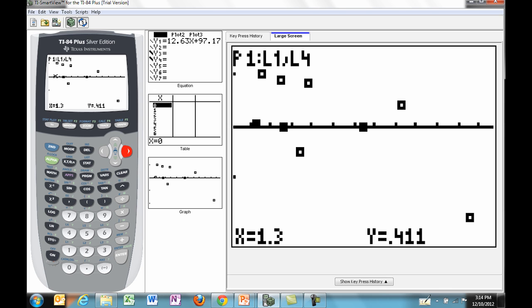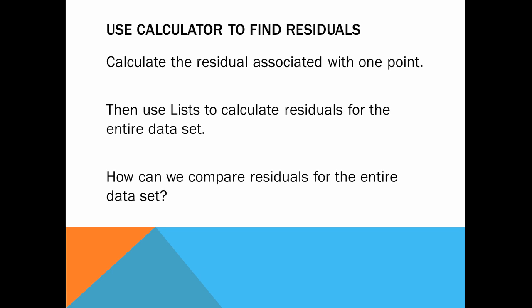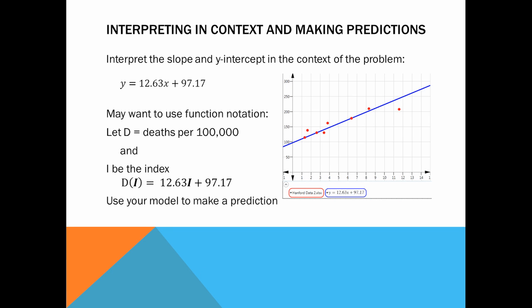So let's go back to the PowerPoint and think a little bit about how this idea of using functions to represent your data can be a very useful tool now as students learn more about linear functions. What I've done here is I've replaced my y's and my x's with letters that have some meaning and context. So I let D be the deaths per 100,000 due to cancer, and I be the index based on the proximity of the residents to the contaminated area. And now you can use your model to make a prediction.